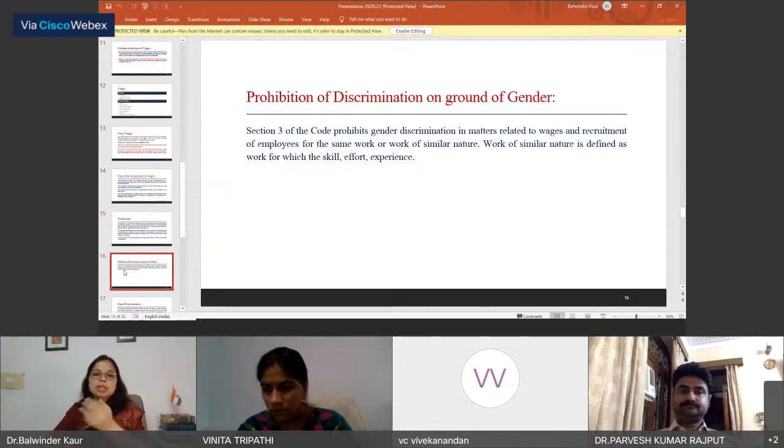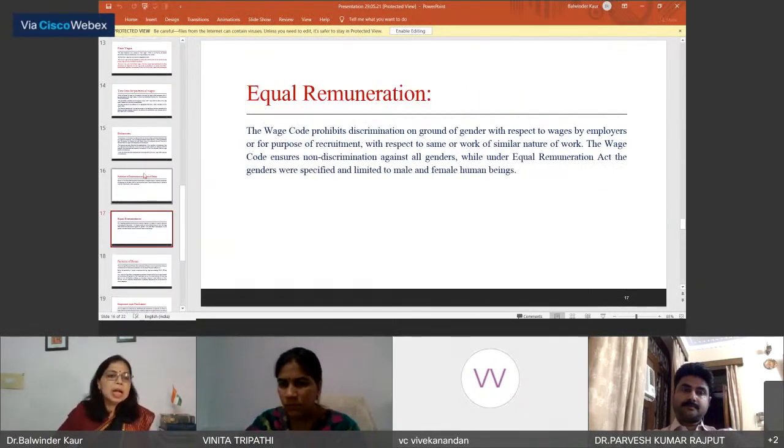Then prohibition of discrimination on ground of gender. Under the Code on Wages 2019, prior section 3 of the Equal Remuneration Act talks about men and women. Now under the Code on Wages 2019, they have included this gender word, and also there is a 2019 bill. Now the transgender would also be included under the Code on Wages 2019.